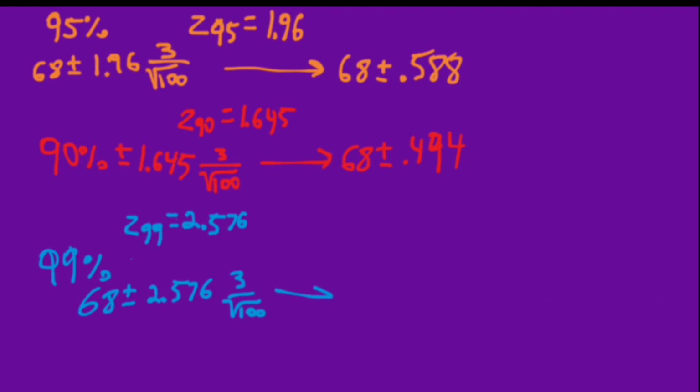So this becomes 68 plus or minus 0.773, so a wider range. All that changes when we change the confidence level is the z-score, because we're picking a different level of confidence, and that adjusts the band we're talking about. So it's pretty simple to adjust those, and again, it's up to you as the data analyst to choose, unless there are agreed upon standards or conventions.